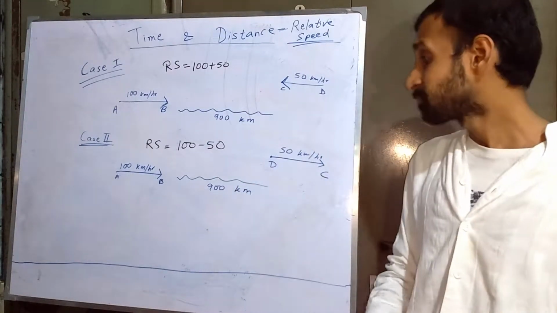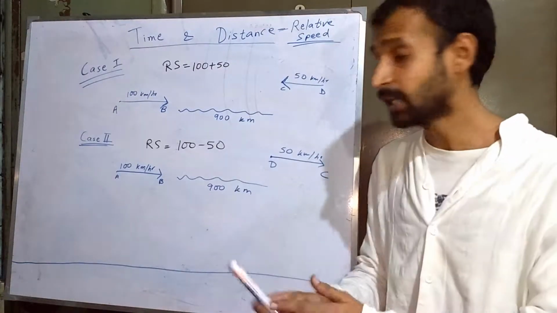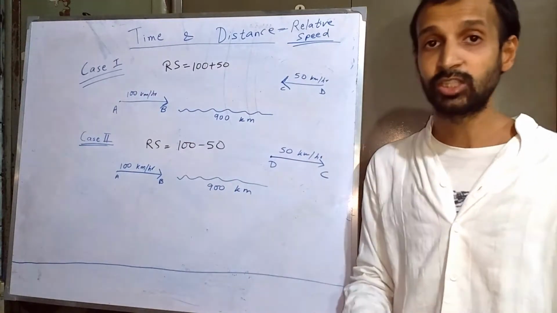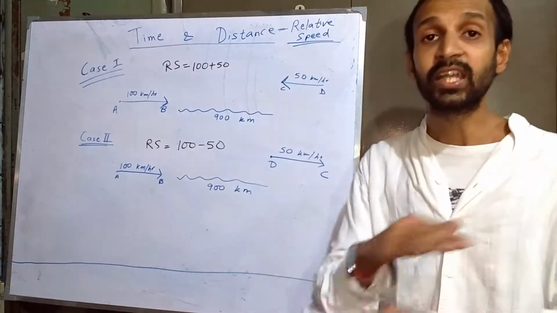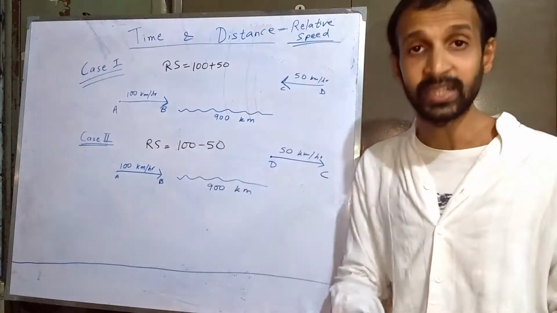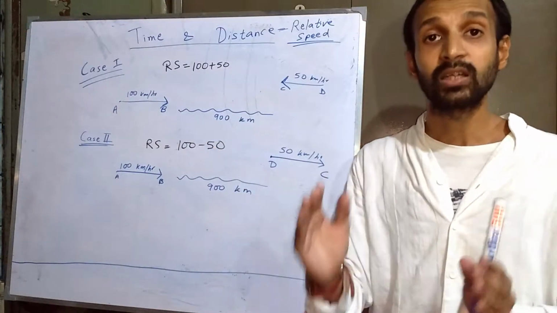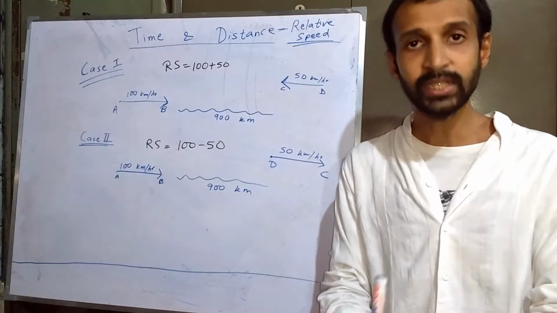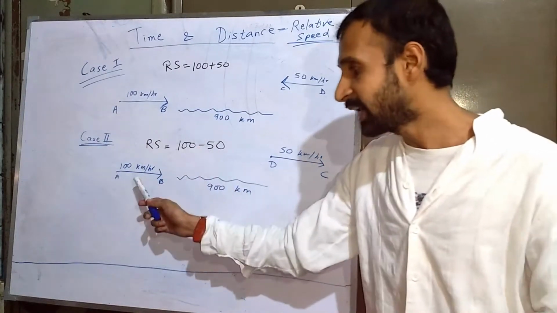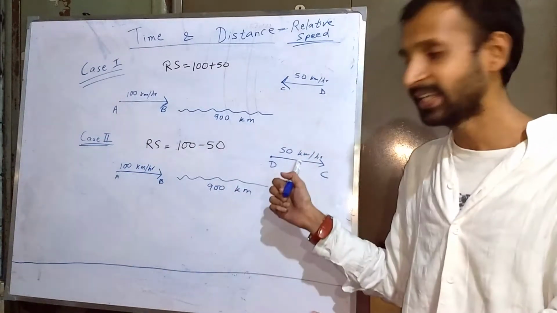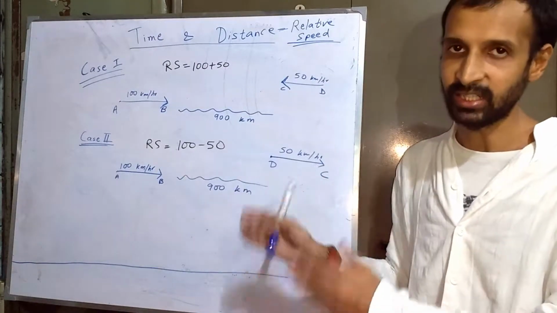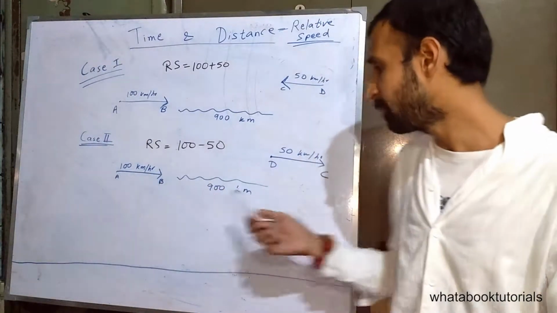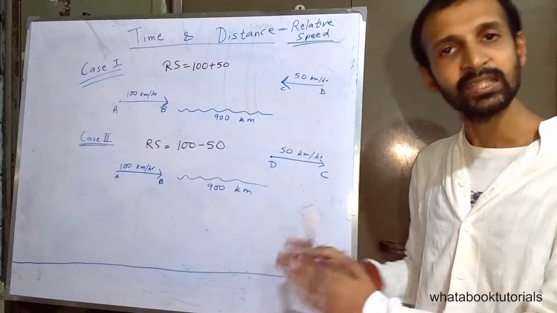So again, you are finding time, so the formula is distance by speed. In this case, the formula is distance by relative speed, which means distance 900 kilometer divided by relative speed, which is 50. So the answer will be 900 by 50 hours, which is 18 hours. Alright. So in 18 hours, train AB will match up to train CD and it will coincide with it, which means the two trains will meet after 18 hours. And beyond that, train AB will go past train CD.